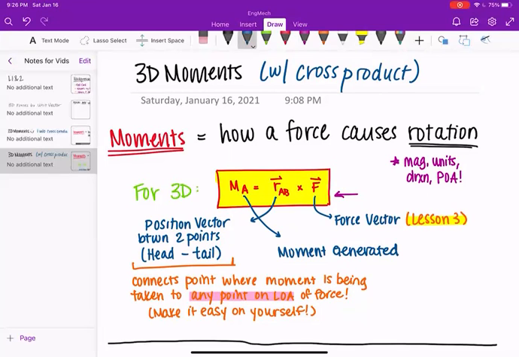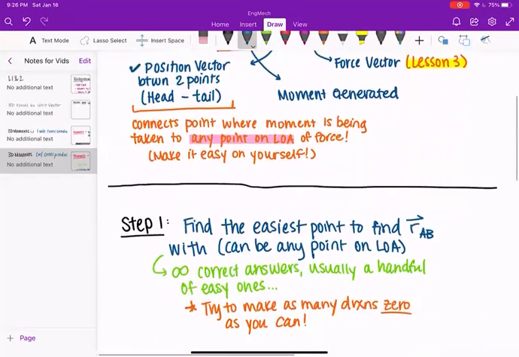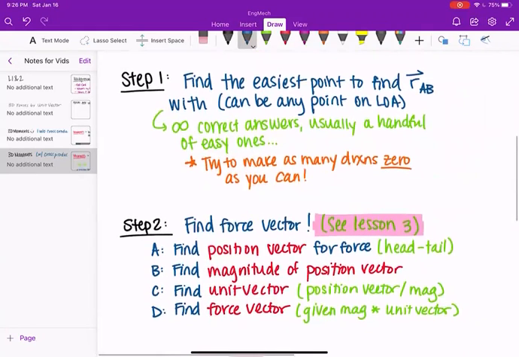Jumping into it, the important thing to realize is that you can make these problems really easy on yourself, really simple and quick, by choosing the correct position vector. Because the line of action of a force has infinitely many points along it, but there's definitely a handful of points that make this process easier. And that jumps into step 1. Step 1 is to find the easiest point that connects the point that it's rotating about with the line of action of the force.